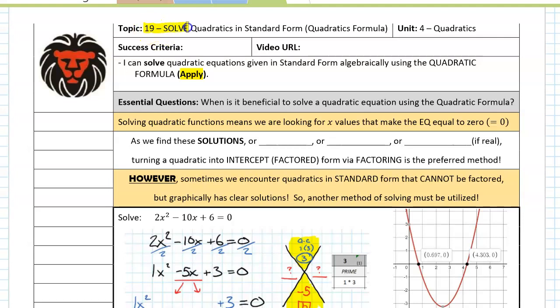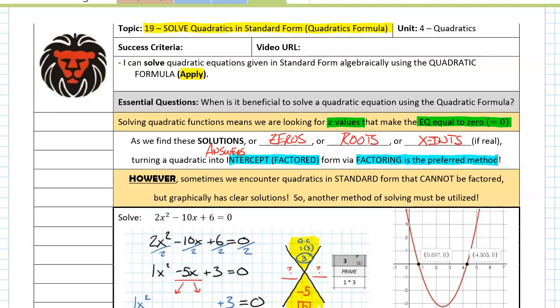This video is for topic number 19, solving quadratics in standard form using the quadratic formula. As always, when we are solving quadratic equations, we are looking for x values that make the equation equal to 0. As we are finding these solutions, which are the answers, also known as zeros, roots, or x-intercepts, turning a quadratic into factored form or intercept form via the process of factoring is still our preferred method.